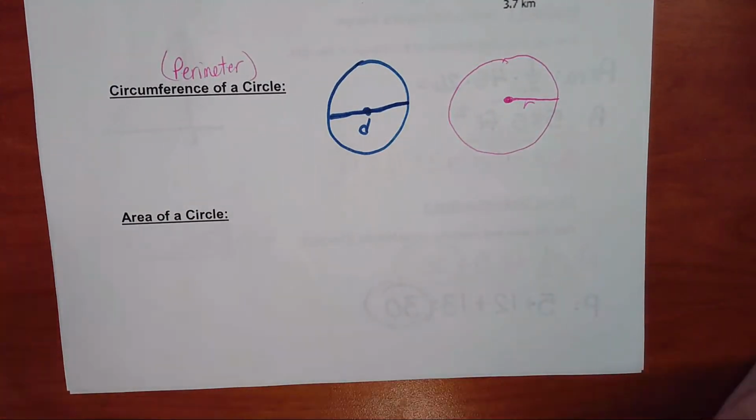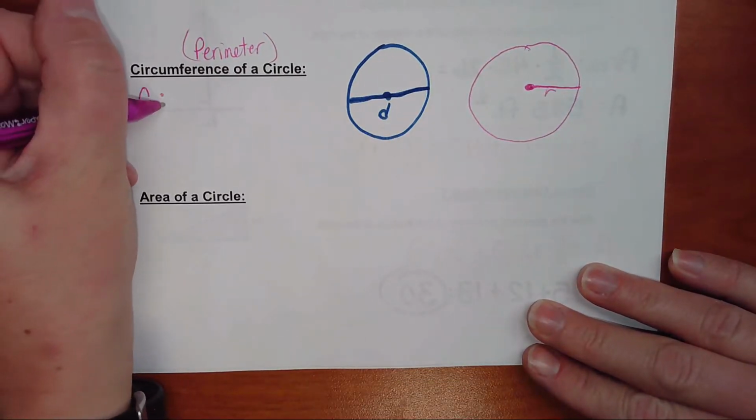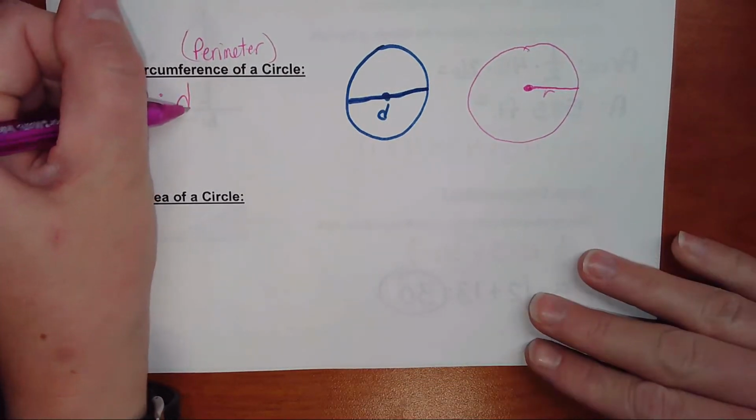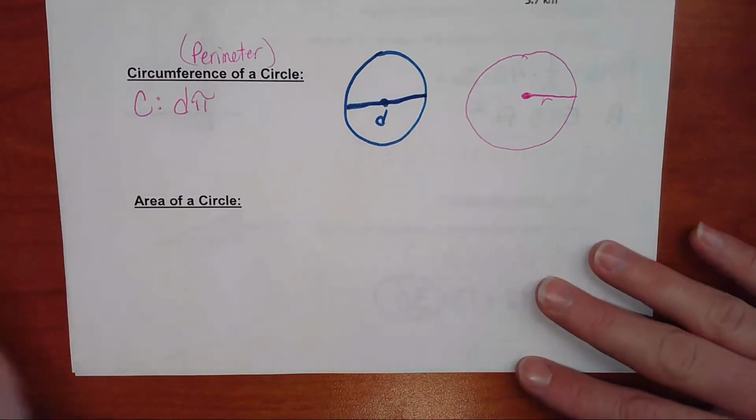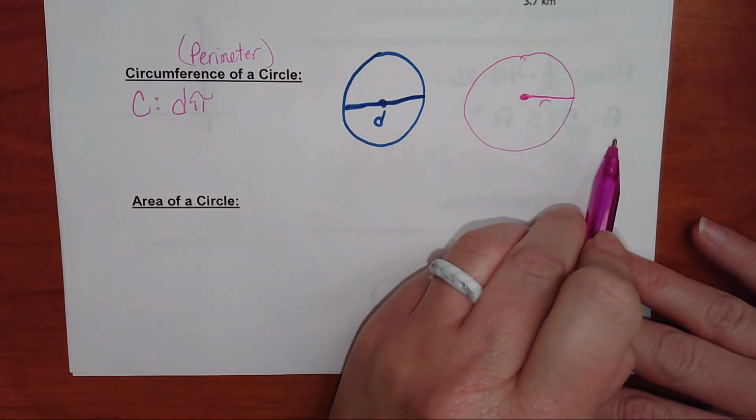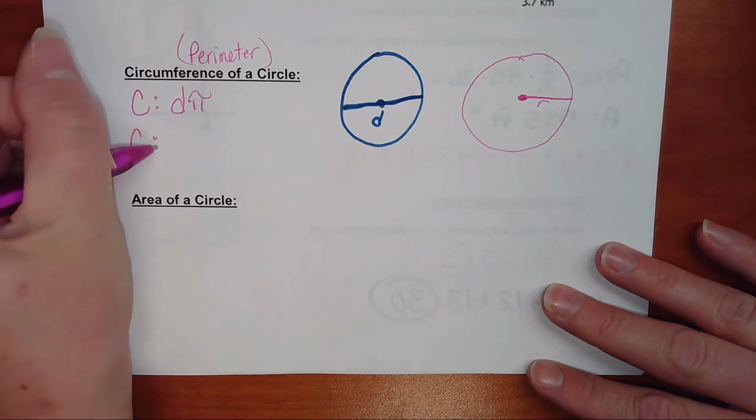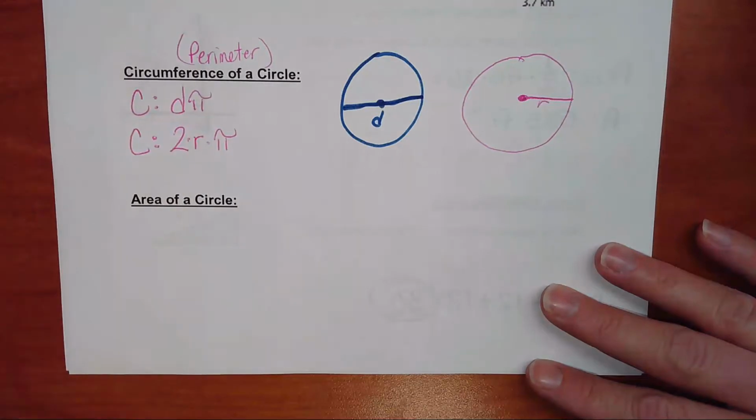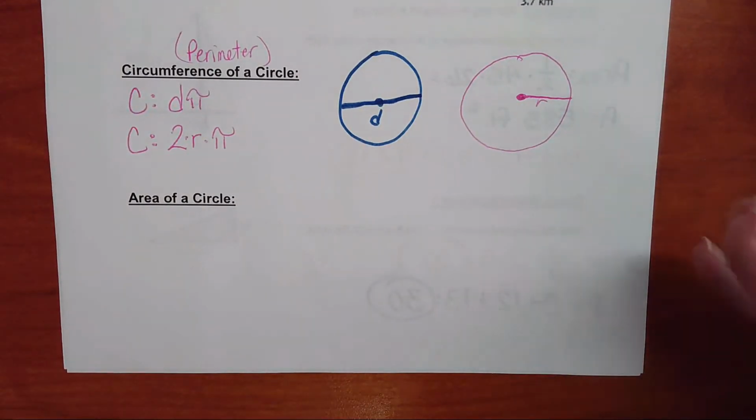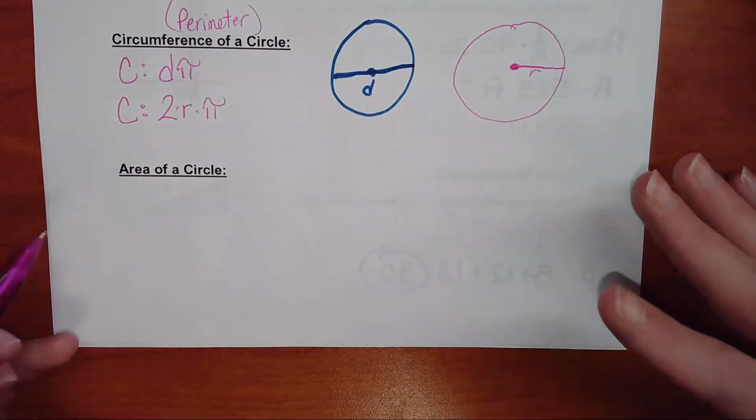So that's why we can have two formulas for circumference. The circumference formula that I personally use is I figure out what's the diameter, and then you multiply by pi. Diameter times pi. So if they give me the radius, I just double it. So if they give you the radius, you do two radiuses and then multiply by pi. So those are the two formulas that you can use for circumference, and we're going to be working with them here in a second.